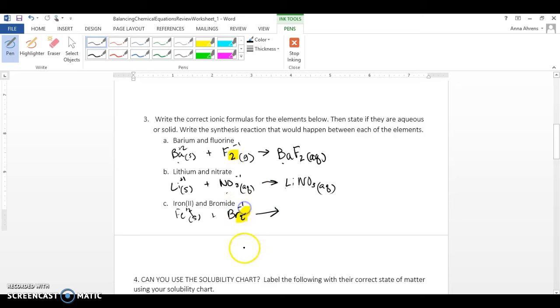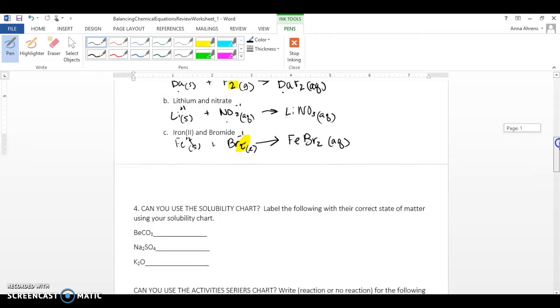And bromine has a -1 charge. Bromine is actually a liquid. It's blue on the periodic table, so it is a liquid. And we can go ahead and crisscross. So we get FeBr2. Okay, bromine is going to act like fluorine. Okay, it's in the same group, so it's going to act like a chlorine. So that is actually also going to be aqueous as well.